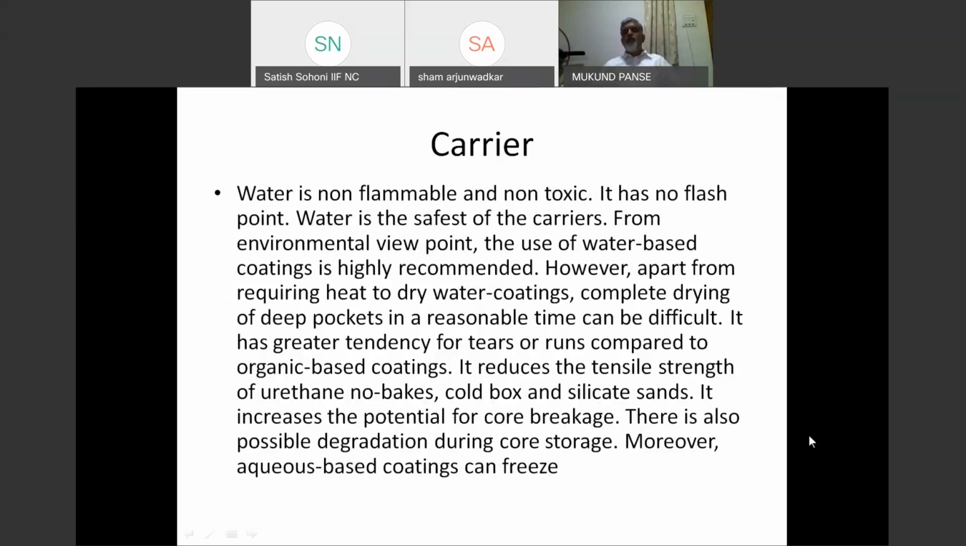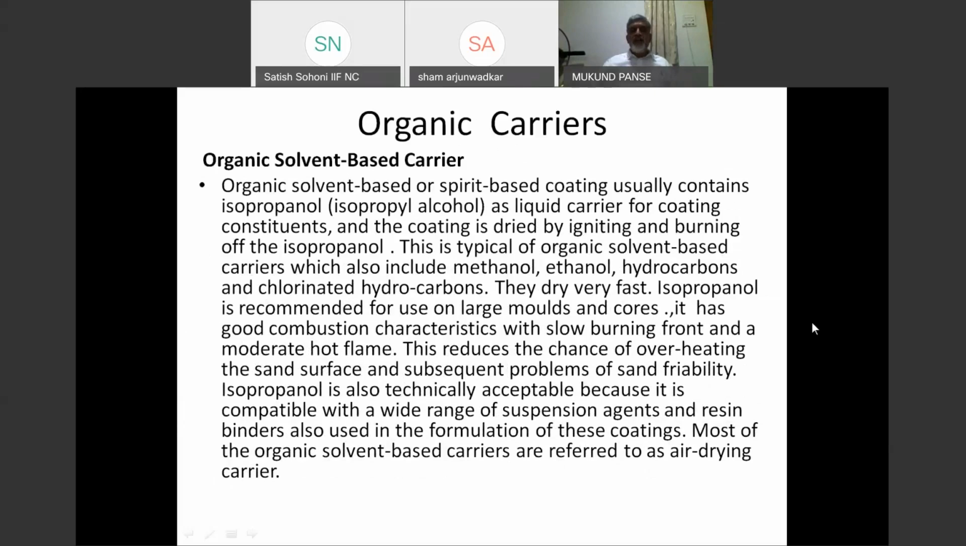The next ingredient of a coating is the carrier, that is either water or alcohol. Water is non-inflammable, non-toxic, naturally cheapest, and the use of water-based coatings is highly recommended, but naturally cannot be used on all types of sand. But whenever possible, you should try and use water-based coatings. The only disadvantage is that it has more chance of dripping and runs forming. Also at very low temperatures, not experienced in most parts of India, but at sub-zero temperature, these coatings can freeze.